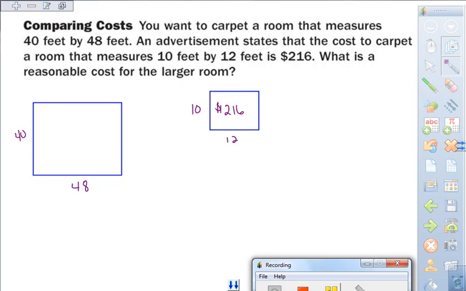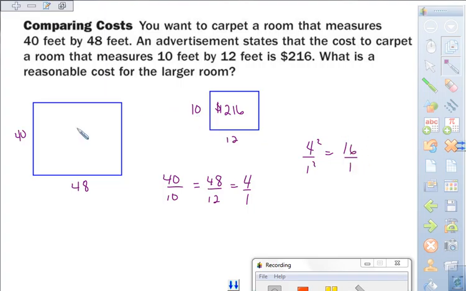So if we look at our ratio of the sides, here's what we get. 40 corresponds with 10, 48 corresponds with 12, which we reduce to a scale factor of 4 to 1. So the 4 to 1 is for sides, so we want to look at area because the cost of the rug is going to depend on the amount of area we have for the rug. So my 4 over 1 I'm going to square, and that's going to turn into 16 to 1. So 10 times 4 gives us 40. 12 times 4 gives us 48.